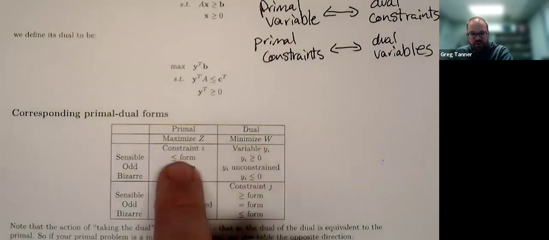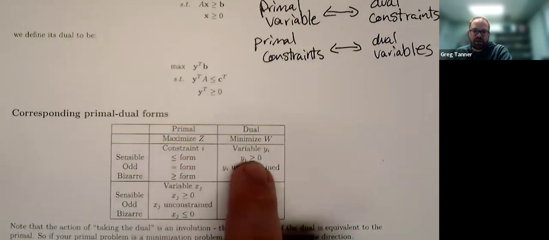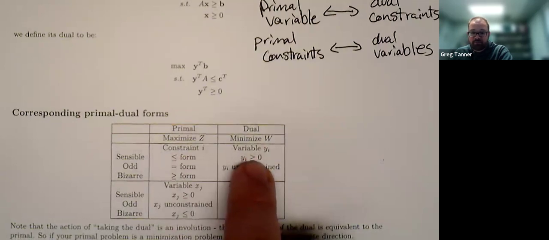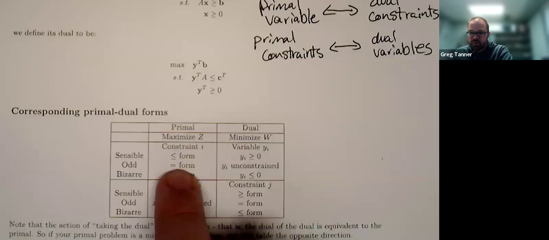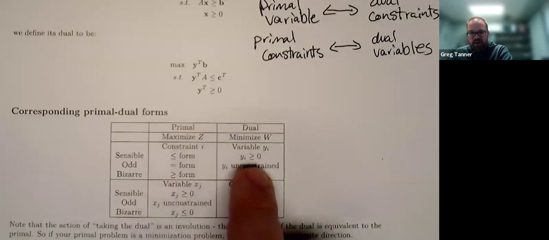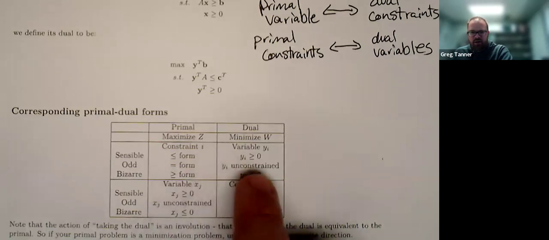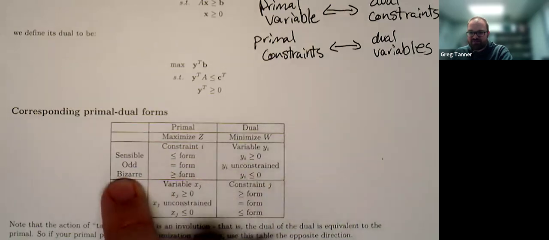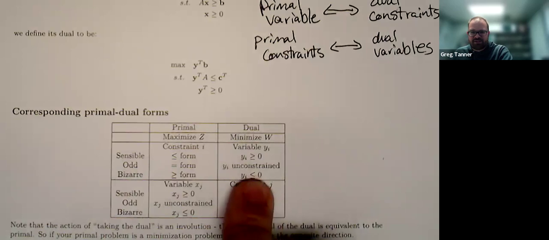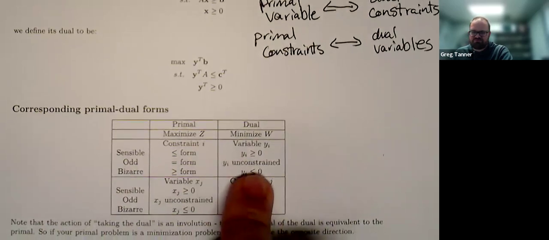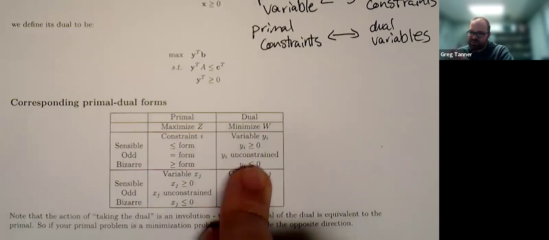And if you've got a constraint with a less than or equal to the right-hand side, then it's going to correspond to a non-negative variable. Okay. Equality constraints correspond to unconstrained variables, and then greater than or equal to constraints, which are pretty rare when you're talking about maximization. And so that's why your book labels them as bizarre choice. Those correspond to non-positive dual variables, which is kind of weird to see, but we also talked about that in a previous video on how we can deal with non-positive variables.